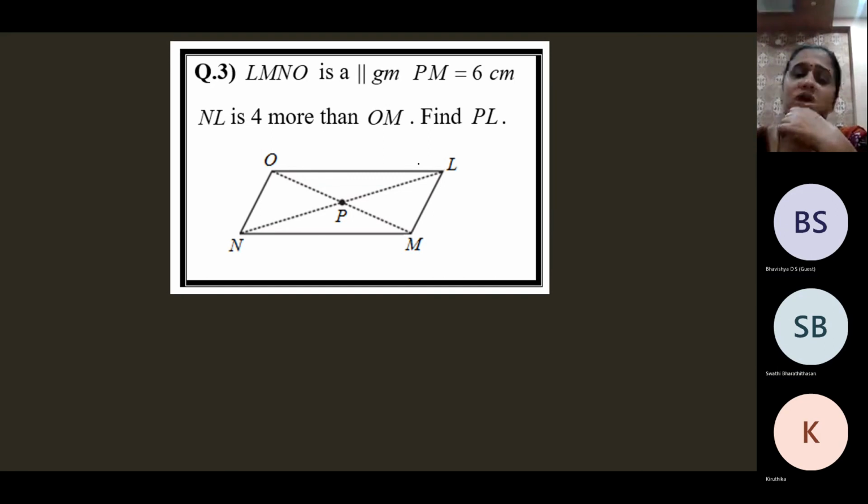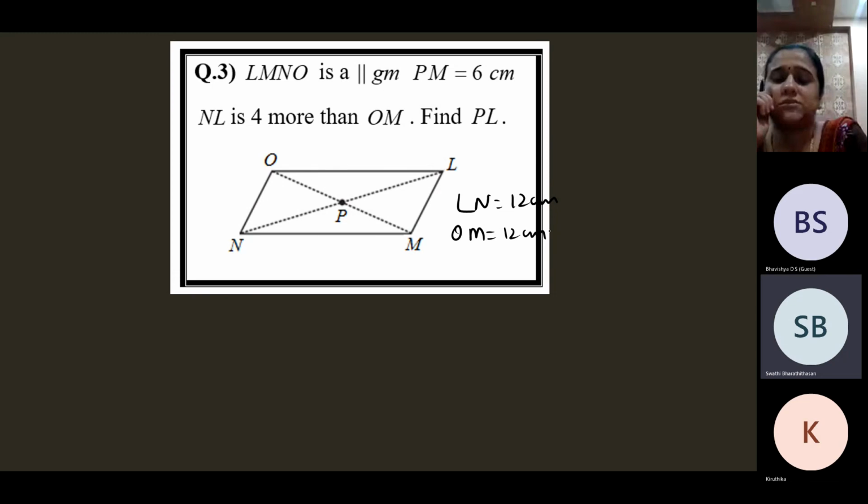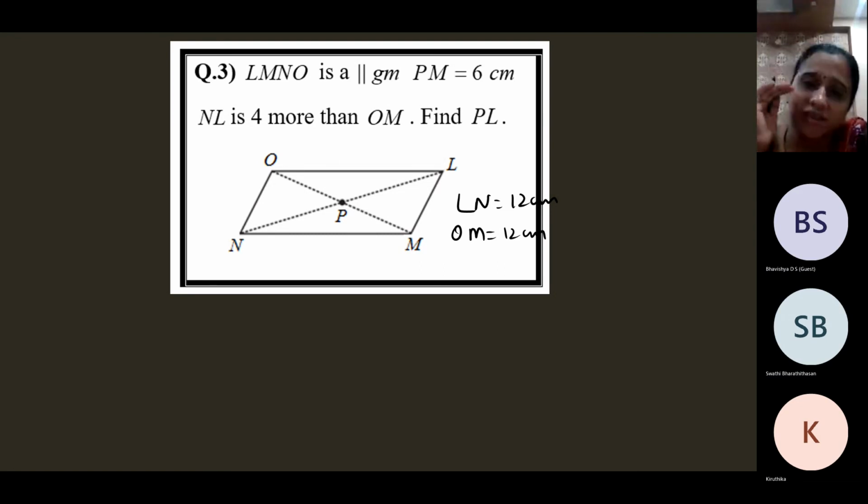Yes, ma'am. Okay. In a parallelogram, now tell me, if LN is 12 centimeters, if it's a parallelogram, OM, can it be 12? No, ma'am, because in the parallelogram, the diagonals may not be equal. Yeah, if the diagonals are equal, then that parallelogram is called a rectangle.